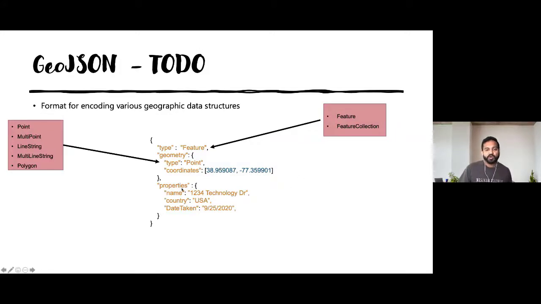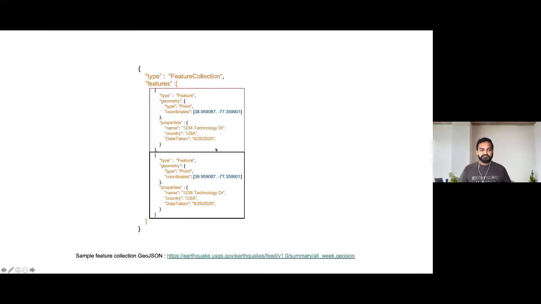And the properties is a collection of data, metadata kind of scenario, that is linked to that geometry that you wanted to plot. You can use this data to render pop-ups or to filter data and things like that. And I have a simple example for a feature collection, where the type is feature collection and it has an array of features, what we have in the previous slide.